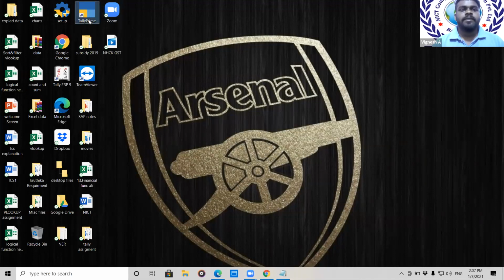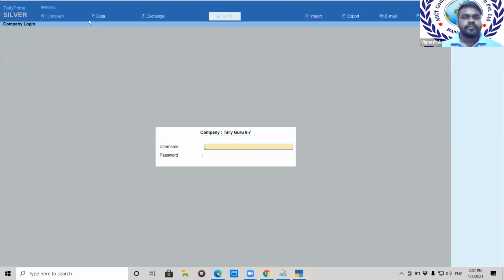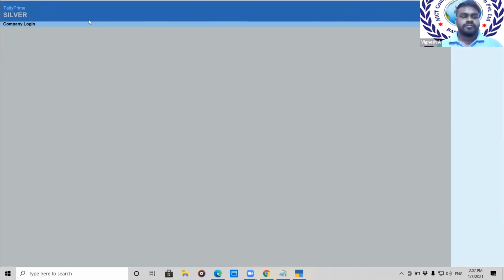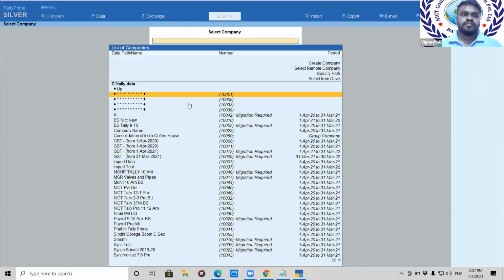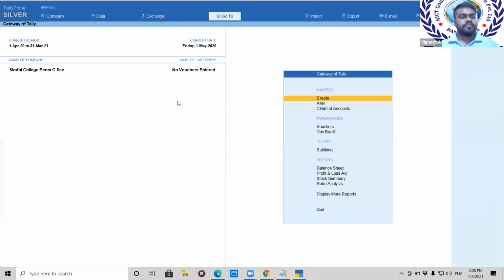So we again have Tally Prime software. Just double click on it and open it. Search for your company, open your company. Still we have not entered any voucher types; today we're going to do those topics. So now we have learned about your masters under the Gateway of Tally, that is the home screen of your company.